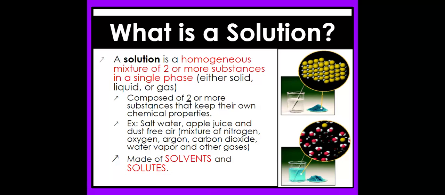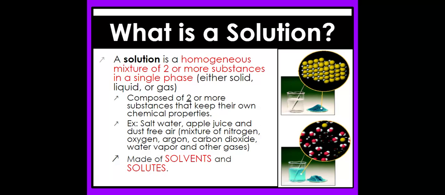If you can cast your mind way back to the beginning of class, we learned that a solution is just a homogeneous mixture of two or more substances in a single phase. So, that means that it's either a solid, a liquid, or a gas. Solutions are composed of two or more substances, and each of those substances keeps their own chemical properties.